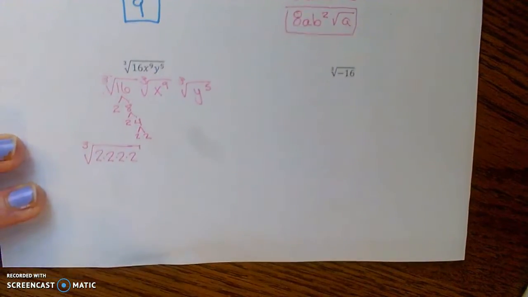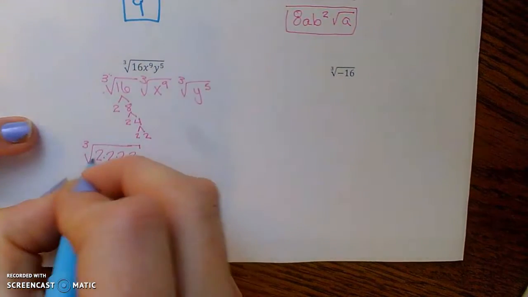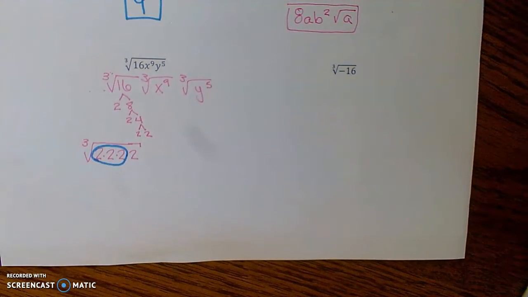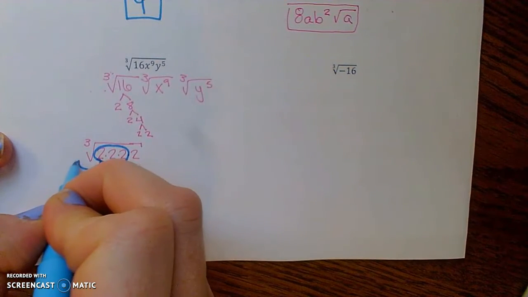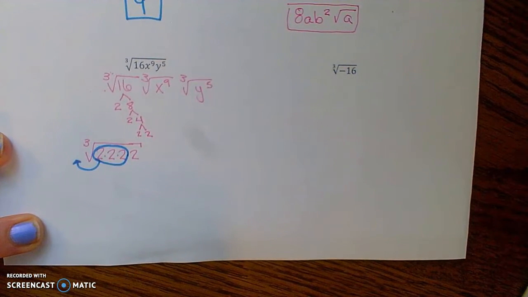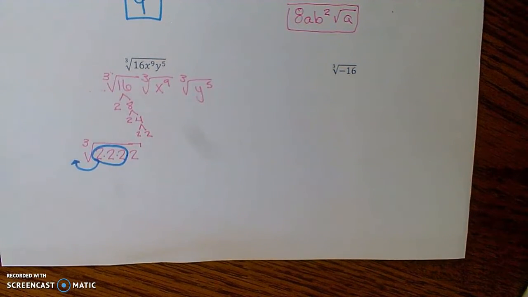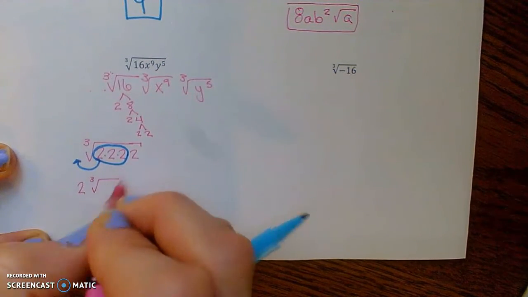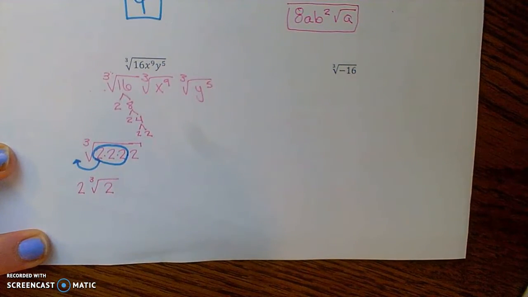So here's another way of looking at this problem. The 3 2's all together, that's 2 cubed. That can be pulled out of the radical symbol, all right? So that should become 2 times the cube root. There's a 2 left underneath the radical symbol.